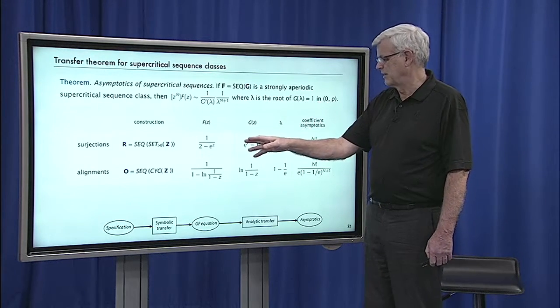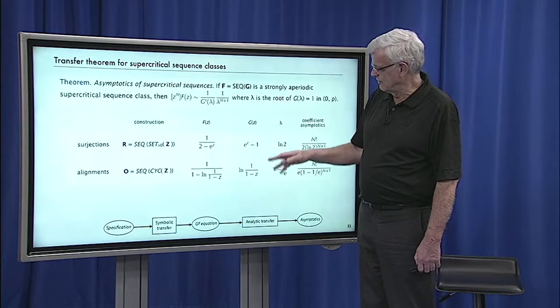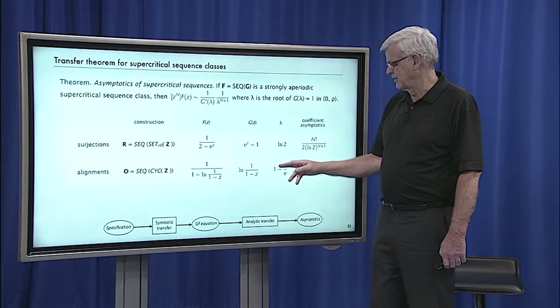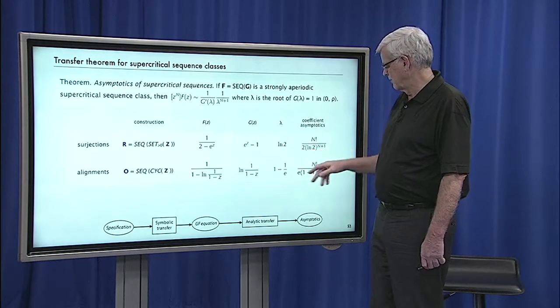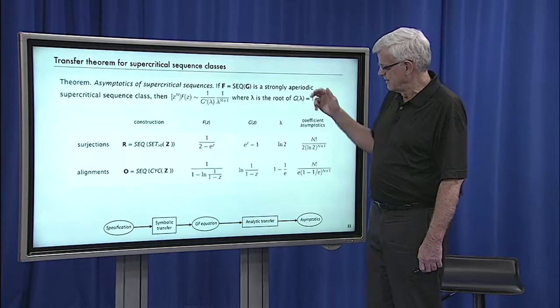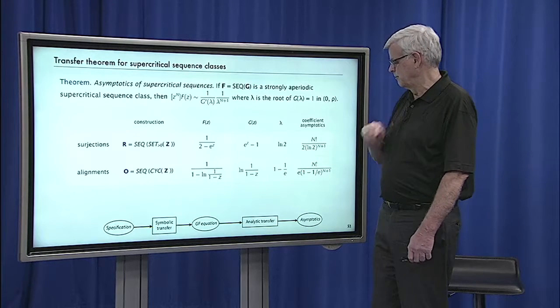And here's another one that we did, alignments. So now G of z is log of 1 over 1 minus z. Where does log of 1 over 1 minus z equal 1? We already did that calculation. It's 1 minus 1 over e, boom, 1 over that to the n plus 1. The derivative is 1 over 1 minus z, evaluated there is e, boom, that's it.